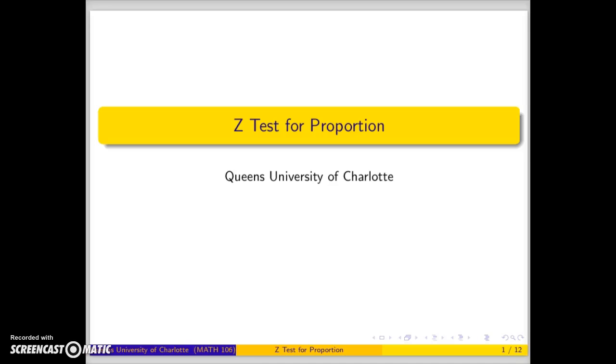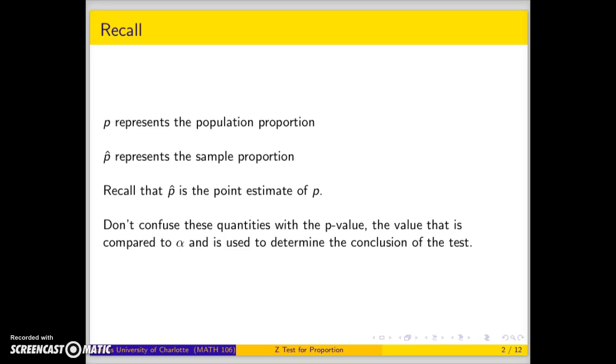Hi all, this lecture will be on the z-test for a proportion, which is the last lecture on one sample hypothesis testing. Like we saw before with the confidence intervals for proportion, the lowercase p is the population proportion and p hat is the sample proportion. And remember, p hat is the point estimate of p.